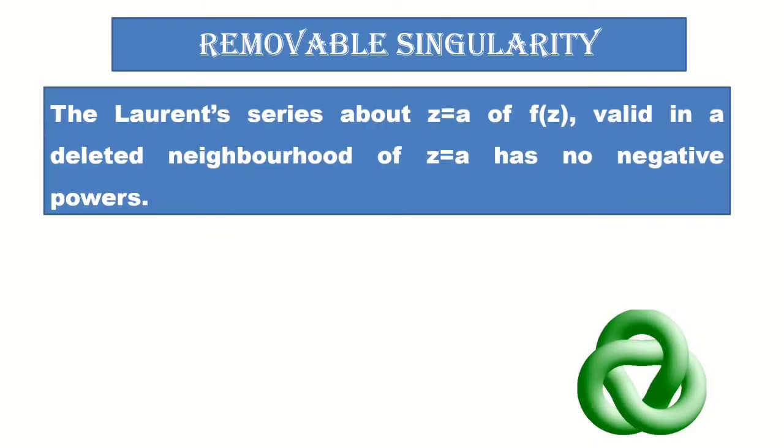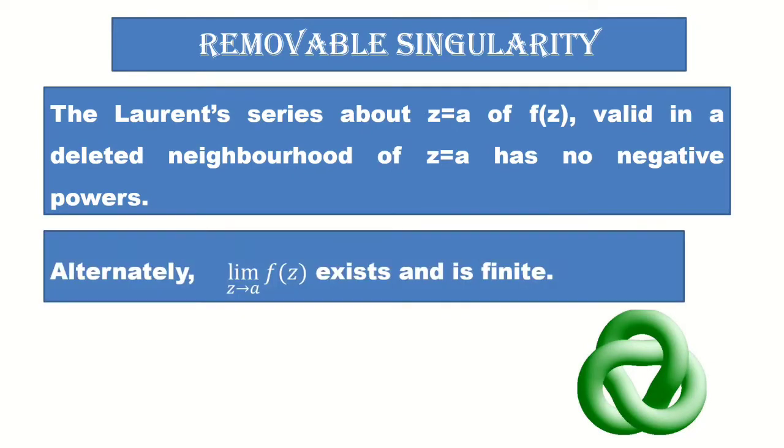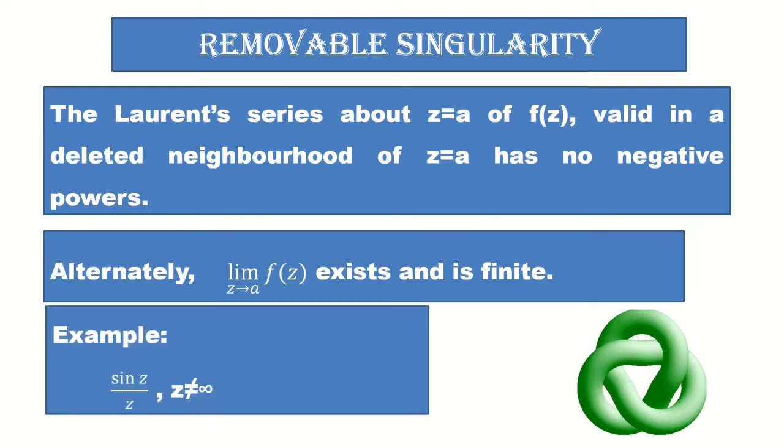Removable singularity. If the Laurent series about z = a of the function, valid in a deleted neighborhood of z = a, has no negative powers, then we call it a removable singularity. Alternately, if the limit as z tends to a of f(z) exists and is finite, then z = a is a removable singularity. In the given example, at z = 0, the limit of the function is 1. Hence, 0 is a removable singularity.